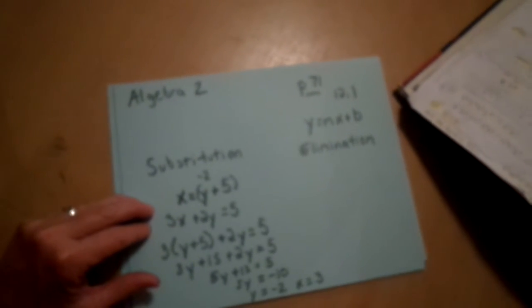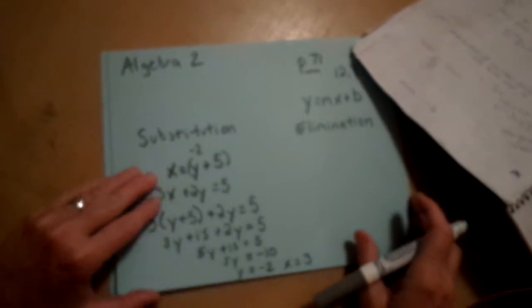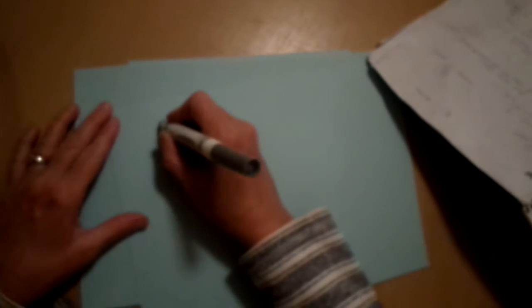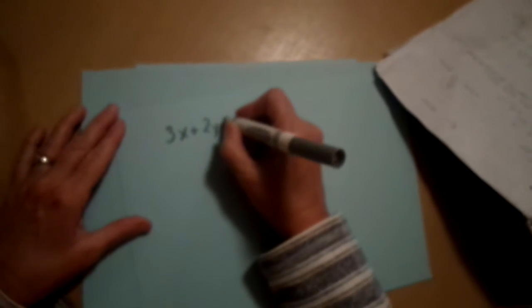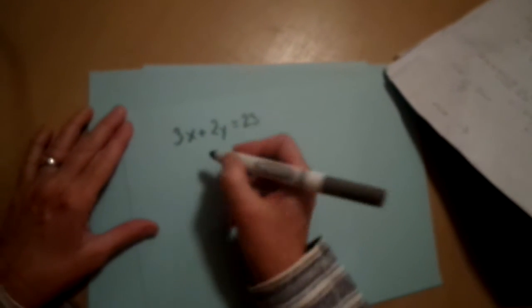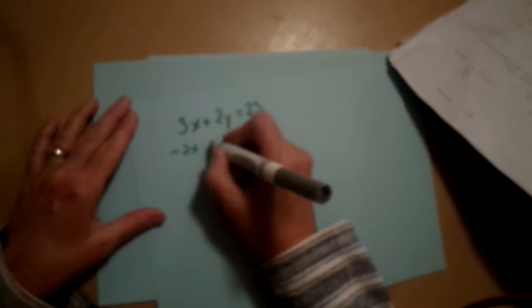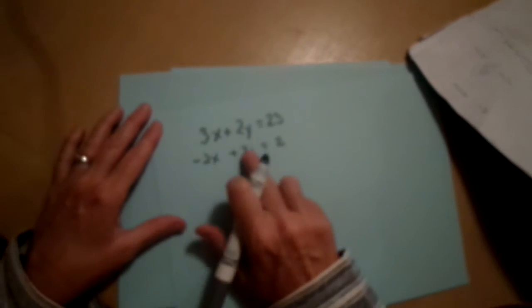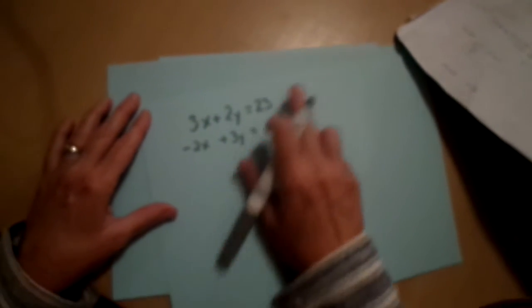We also talked about how to solve them using elimination. And elimination is on page 81. I'm going to turn this over because we need a little bit more space. So we can also have two equations, 3x plus 2y equals 23, and negative 2x plus 3y equals 2. We could do it with substitution, where you would solve one of the equations for either x or y. However, using elimination, we can do it a different way.